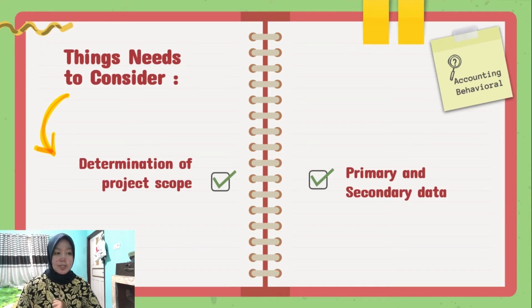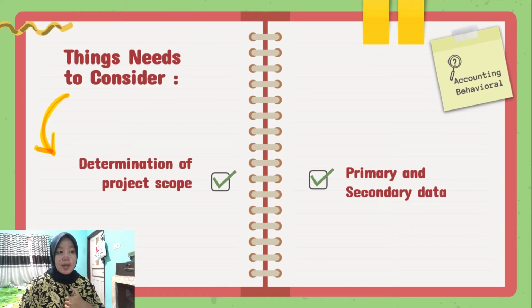The first one is determination of project scope. In many cases, all areas of potential concern cannot be investigated in a single behavioral research project. The project scope is usually limited to one or two major questions. For various reasons, it may be undesirable, impracticable, or impossible to investigate every aspect of a problem. So by determining the scope, it will help us be more specific about which scope we are going to concern in this project.